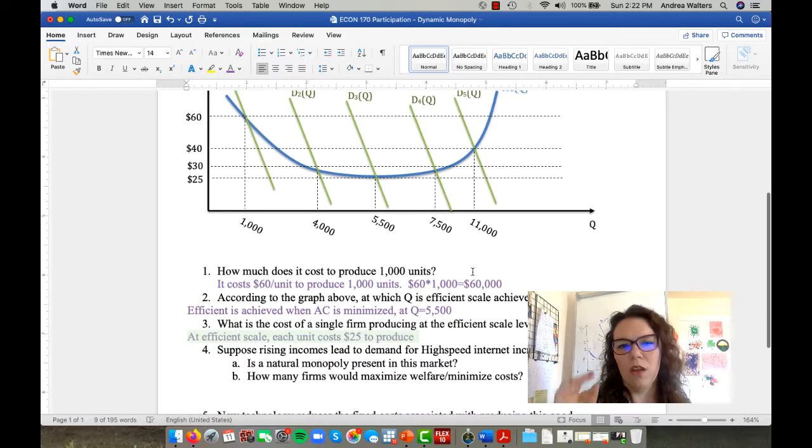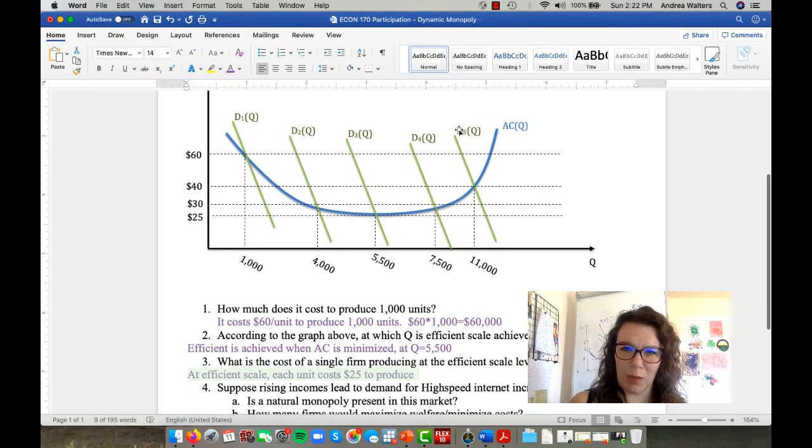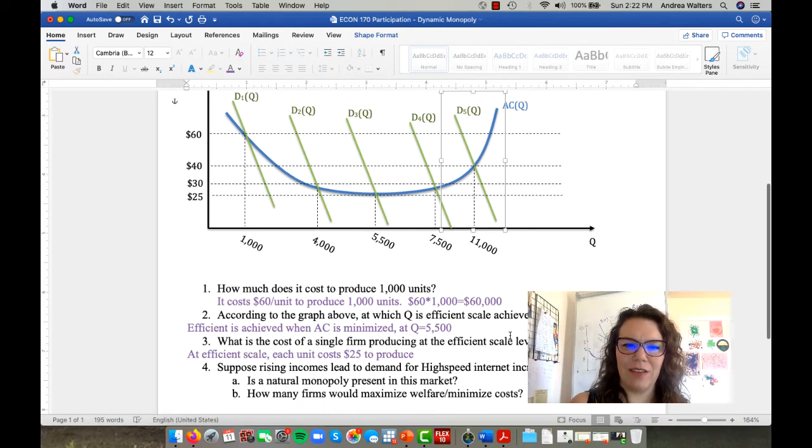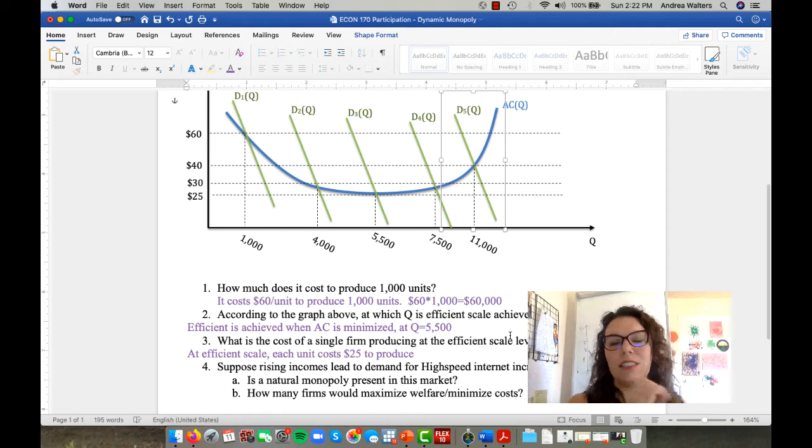So suppose rising incomes lead to demand for high-speed internet increasing to D5. So we're going to be dealing with this demand curve here. At D5, is a natural monopoly present in the market? To determine that, we just need to know, are we before or after that efficient scale point? Efficient scale occurs at 5,500 units.